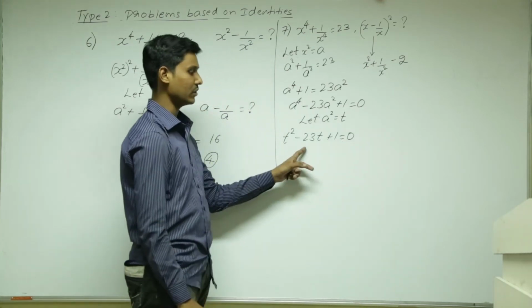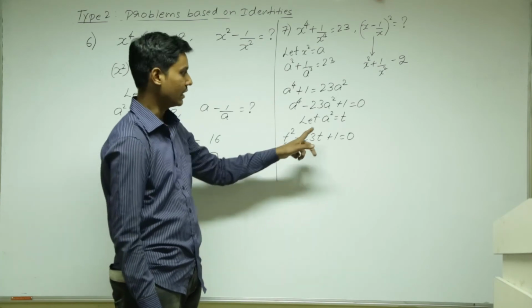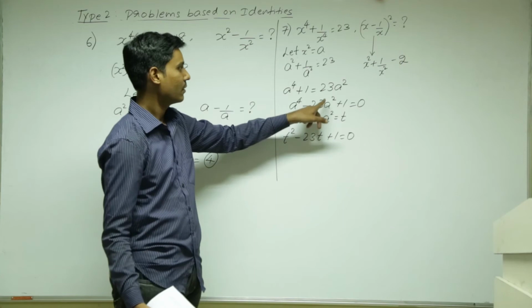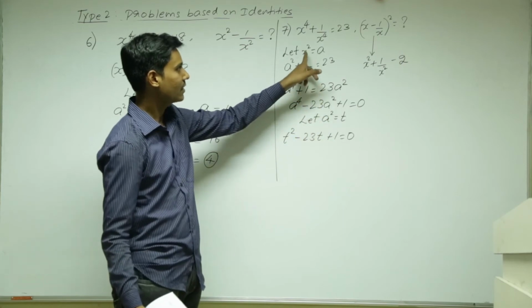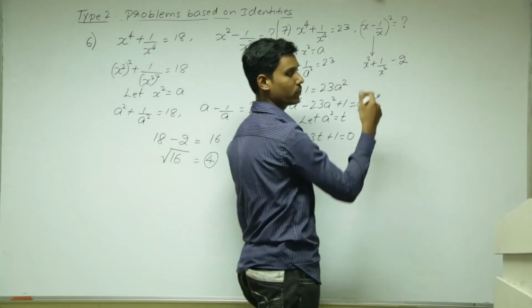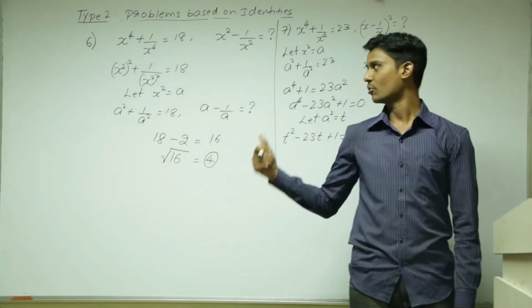Find out the value of t. If I find out the value of t, that will be a square. From there you can find out the value of a, and by substituting a value as x square is equal to a, you will get x value. Substitute in these two places, you will get the answer. That is your method 1.